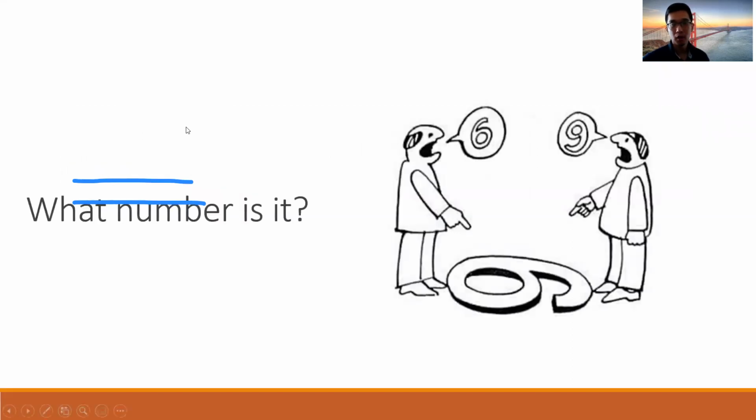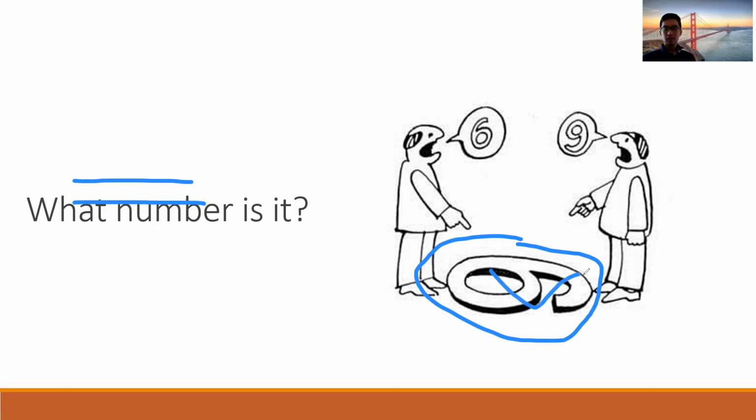So for example, top-down processing. This person sees the number 6, that person sees the number 9. But how can they tell whether it's a number, right? So why is this shape a number? How do you tell? How do they know? That's a question to think about. So how do they know this shape here is a number?